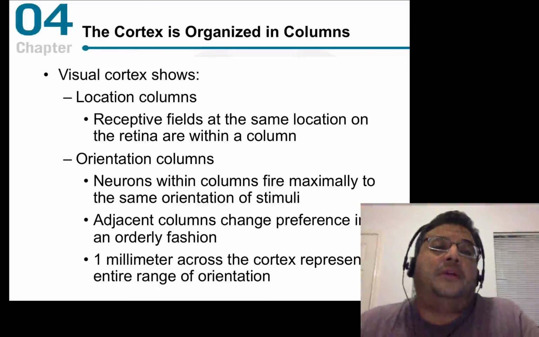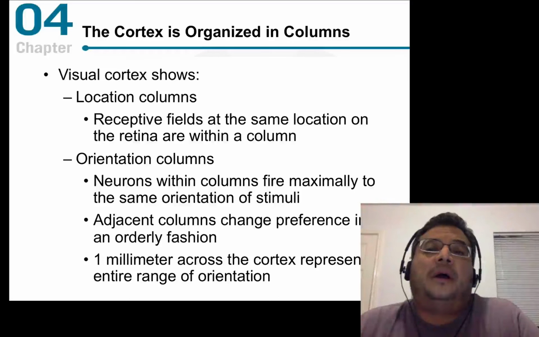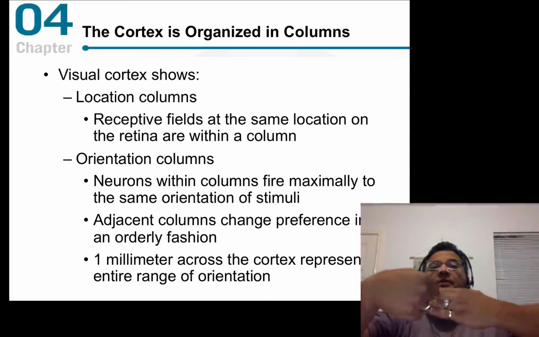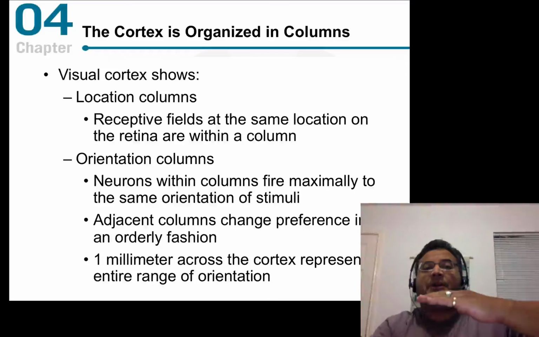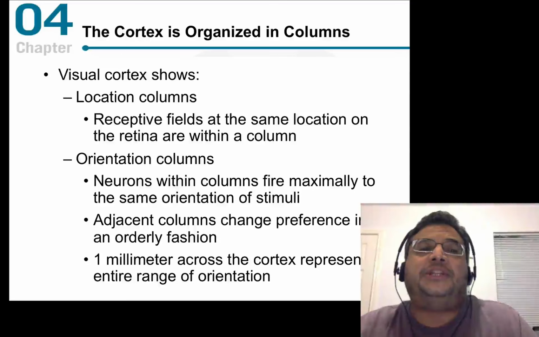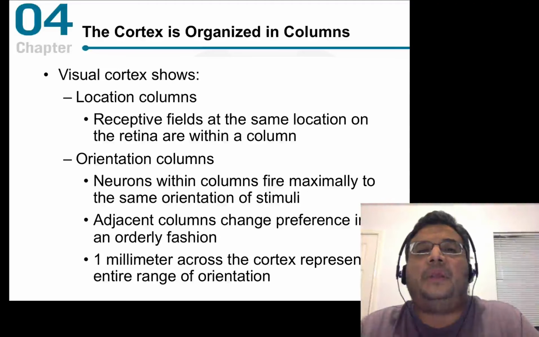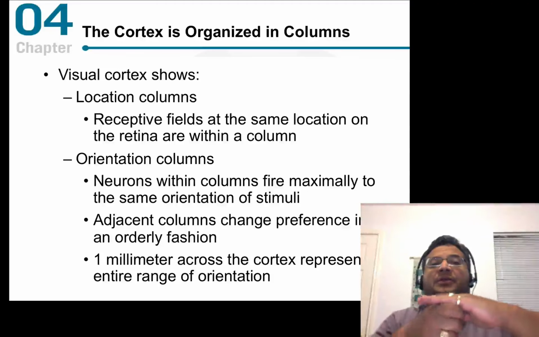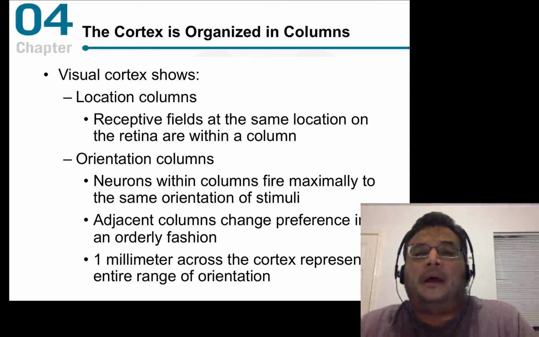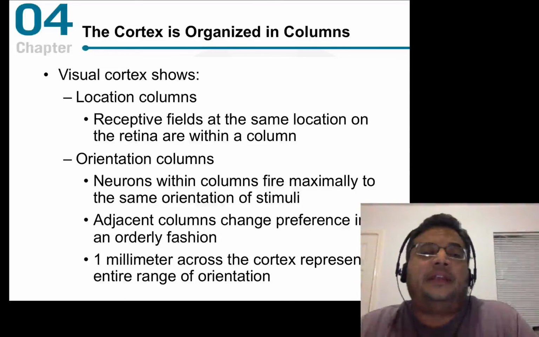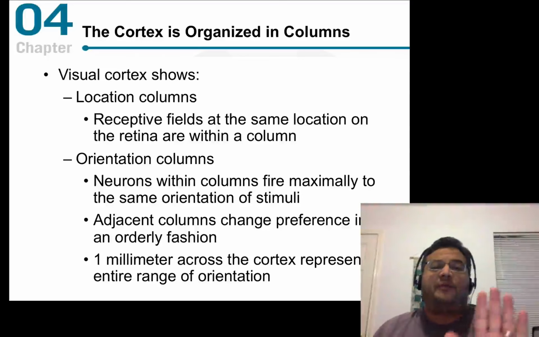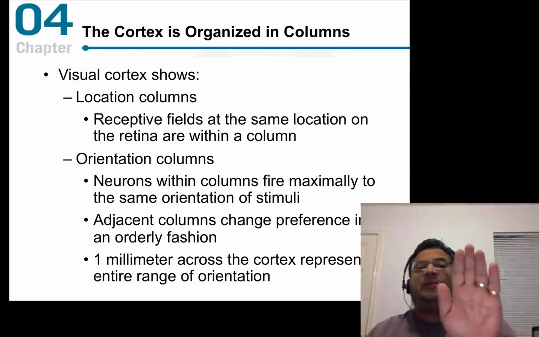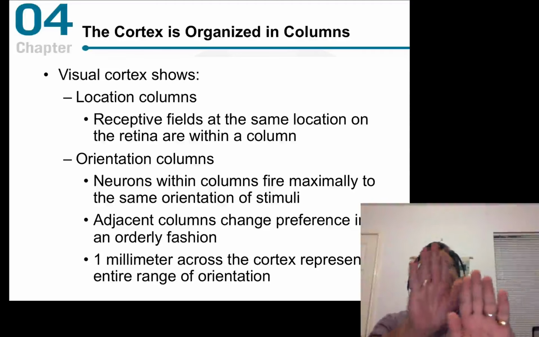For example, Hubel and Wiesel found location columns. If there's a particular receptive field on the cortex, the column underneath that receptive field would light up with different orientations in the same location, so everything was focused on that particular location. There were also orientation columns. Inside each orientation column are neurons that fire with the same orientation of stimuli. So there were columns that would fire when the stimulus was oriented vertically, and when it was oriented at different angles, and all the columns are lying next to each other.